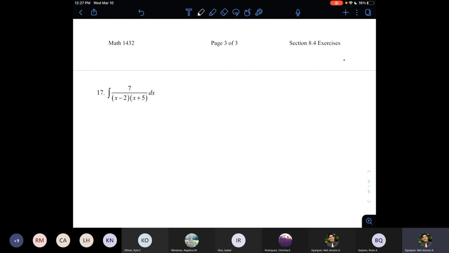And now we need to do the decomposition. So now we have 7 over x minus 2 times x plus 5. We want to decompose it into little fractions, okay? Now let's observe the factors in the denominator. The first is a non-repeated factor. x minus 2 only appeared once as a factor. So it gets one little fraction in the decomposition. x plus 5 is also non-repeated. So it gets one partial fraction, okay?